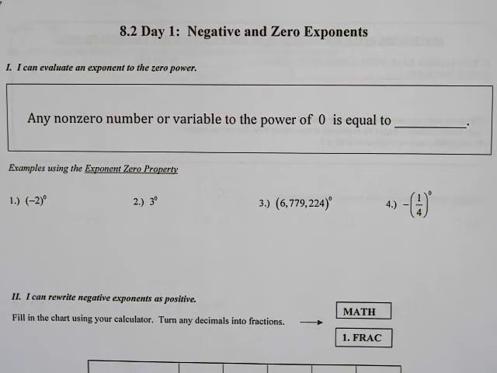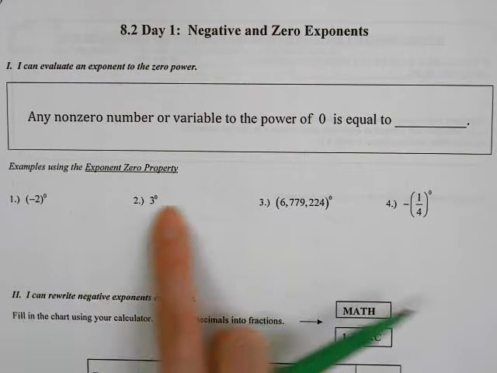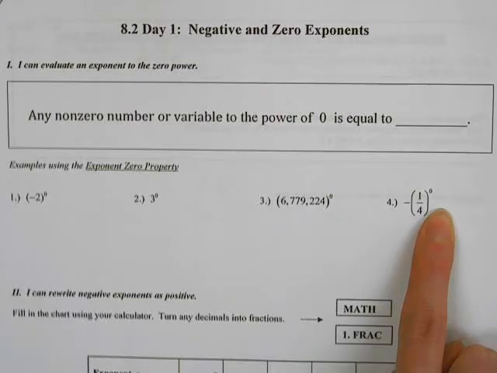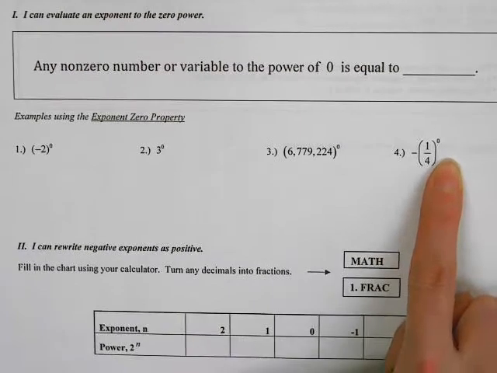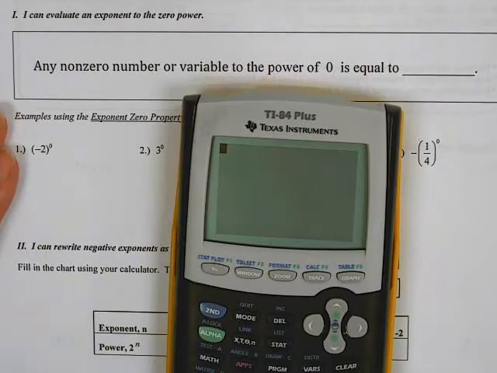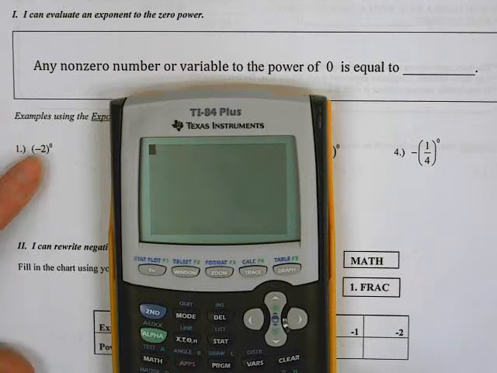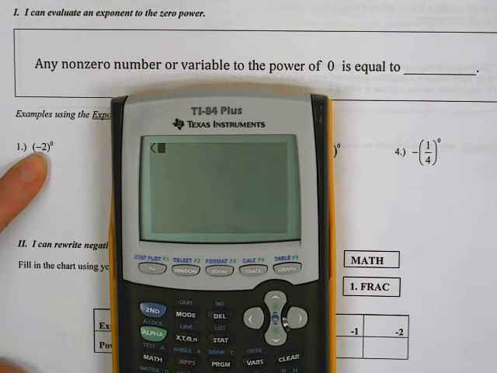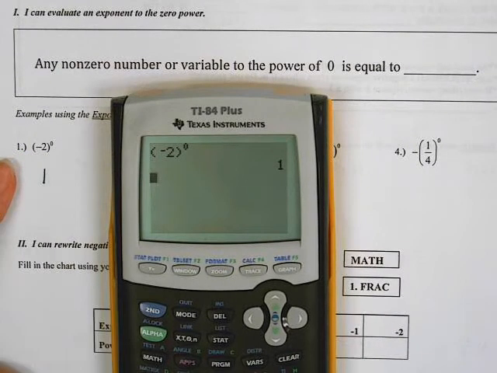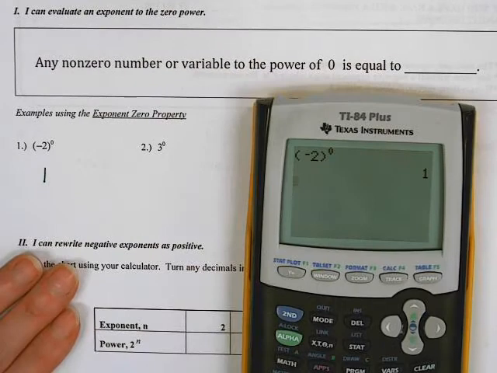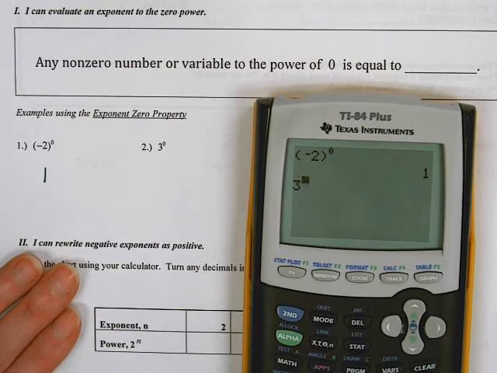And in order to figure this out, I want you guys to type all of these in the calculator and show me what you get. All right, now be careful. If there's parentheses, you need to use parentheses. All right, so number one, parentheses, -2, parentheses, to the zero power. You get 1. All right, number two, 3 to the zero power. You get 1.